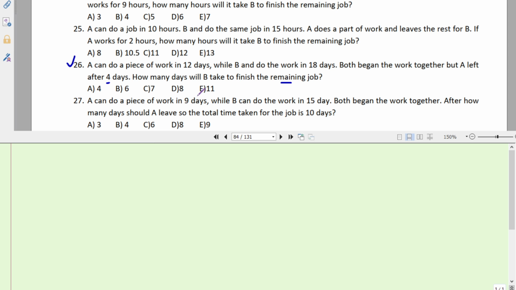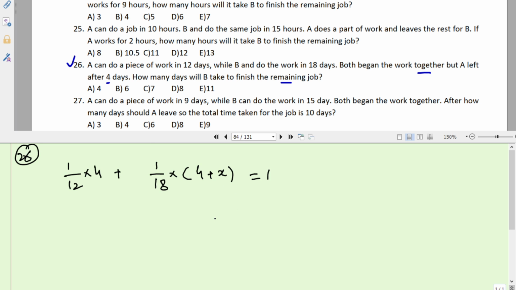Okay, so now they started together. This is very important: A worked for 4 days, so did B. B also worked for 4 days. So B will take some more days to finish the job. So first thing first, 1 over 12 plus 1 over 18. This is A's rate and this is B's rate. A worked for 4 days and B also worked for 4 days, but B is supposed to work for some more time to finish the job. So it means B will take 4 plus some more days, x.